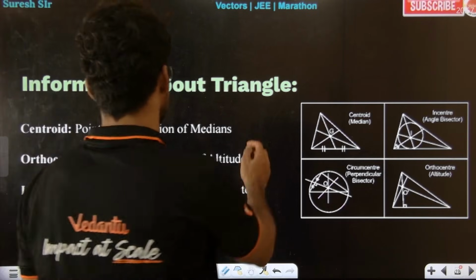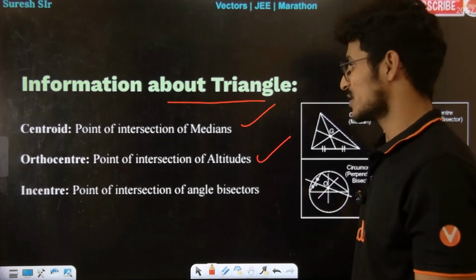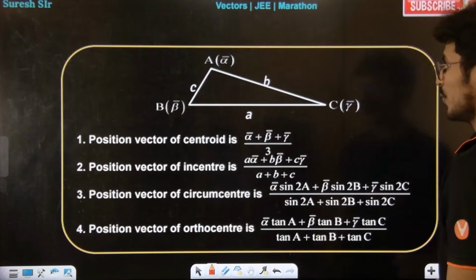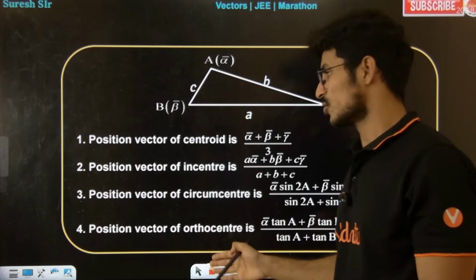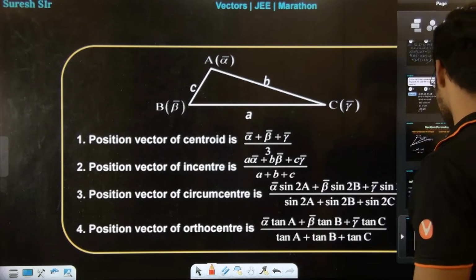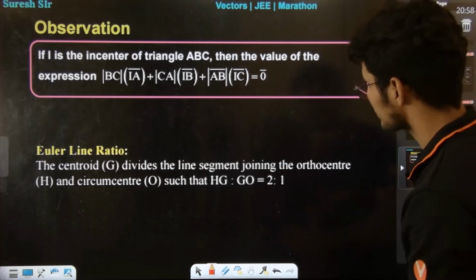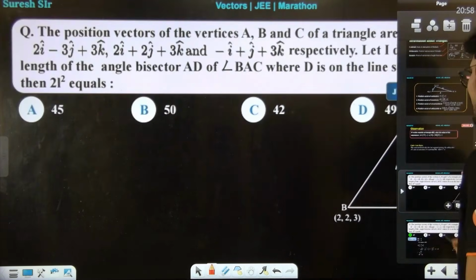So see, information about the triangle you have just gone through. You should know what the centroid is, what the orthocenter is, what the incenter is. I have given the definitions here. You go with this, and then the formulas of centroid, incenter, circumcenter, orthocenter. You have done all this in your straight line part, so let us not waste more time over here.